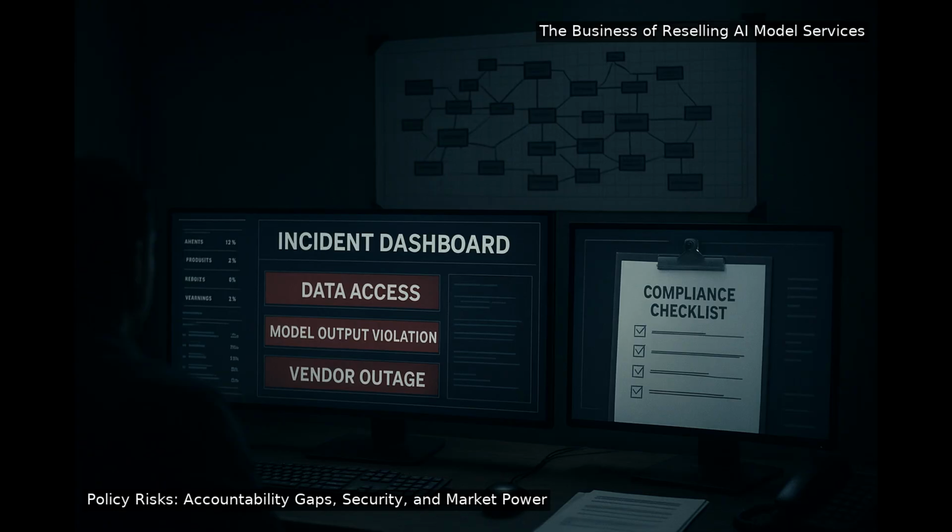When something goes wrong, accountability can fracture. The front-end vendor may blame the model provider, while the provider points to the reseller's prompts, routing, or data. Clarify responsibilities in writing for user communications, root cause analysis, and corrective actions. Then tighten data handling, specify who stores prompts, who can access logs, and whether data is used for training. Finally, plan for vendor outages and concentration risk with continuity options.